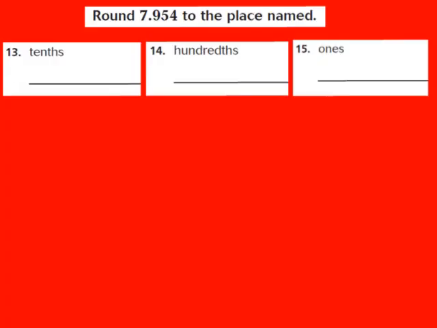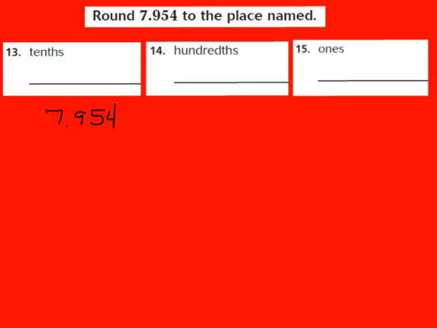Now, let's take a look at this next set of questions. The directions say to round 7 and 954 thousandths to the place that's named. So let's start out with question number 13. They want us first of all to round that decimal to the tenths place. So I'm going to rewrite my decimal, which once again was 7 and 954 thousandths, and I need to round that to the nearest tenths place.